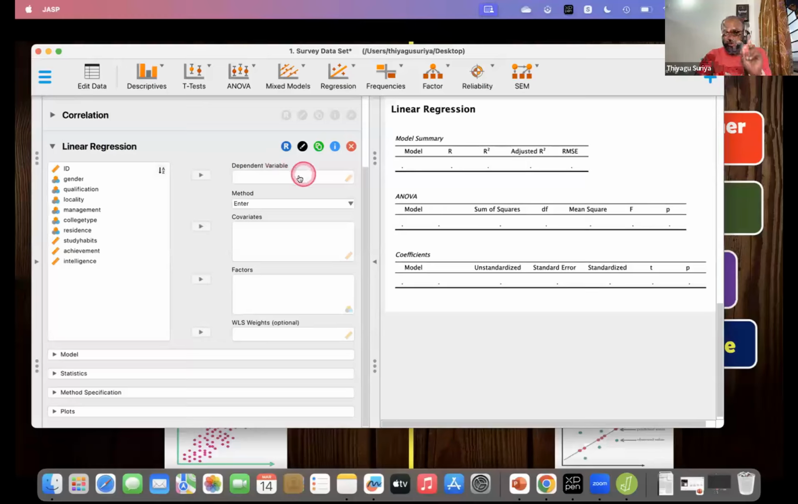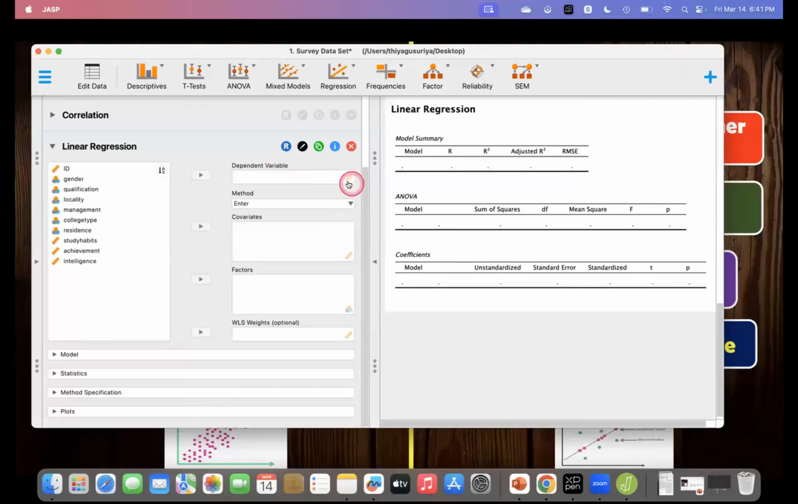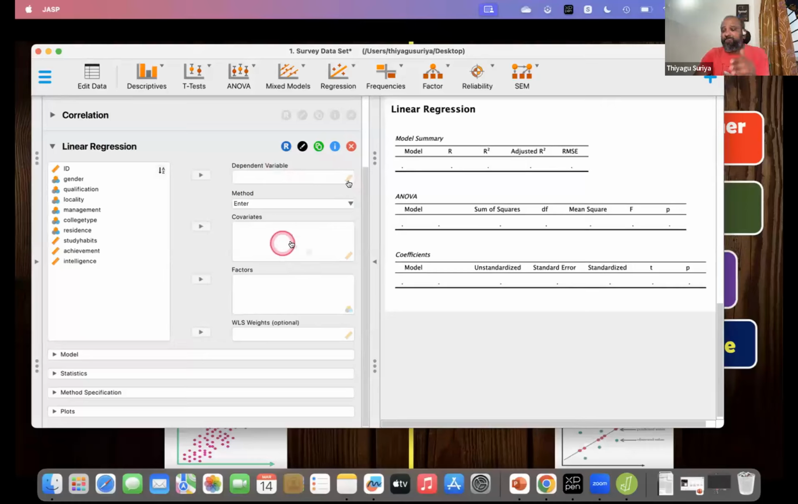This is a basic assumption: only one dependent variable. What is the format of the dependent variable? Continuous, right? Here the covariate is nothing but your independent variable. We need to put the covariates here. What is the format of the covariate? It will be continuous, like your independent variable.